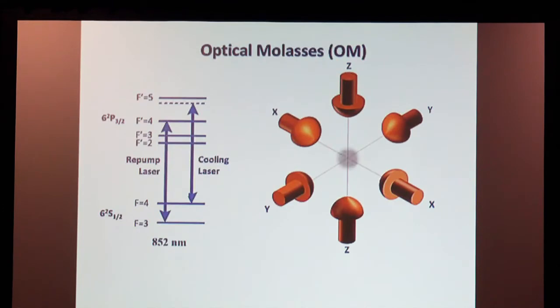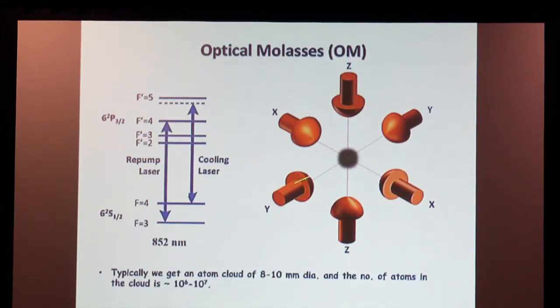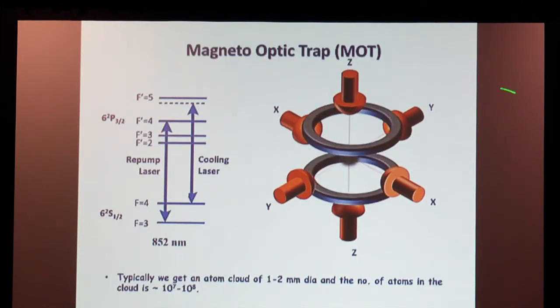So by doing this, you get a cloud of atoms which is typically about 8 to 10 millimeters in diameter, and the number of atoms in the cloud is about 1 million to 10 million. You can also have a more intense cloud, of shorter diameter, by using a MOT instead of a molasses. However, no matter whether we use a MOT or a molasses, we don't get atoms which are cold enough. We still have to do further cooling to get down to lower temperatures. We are going to talk about that in a little bit.